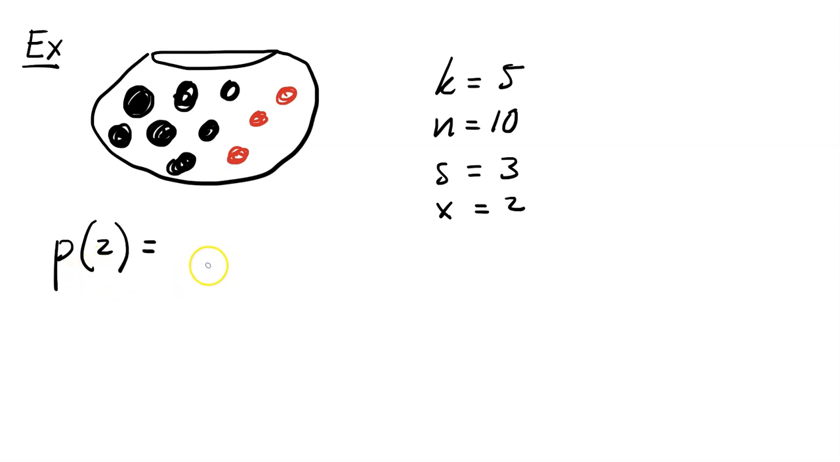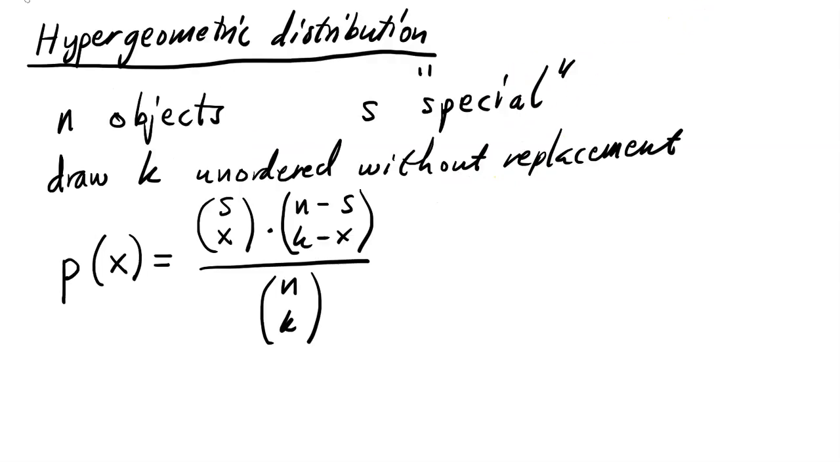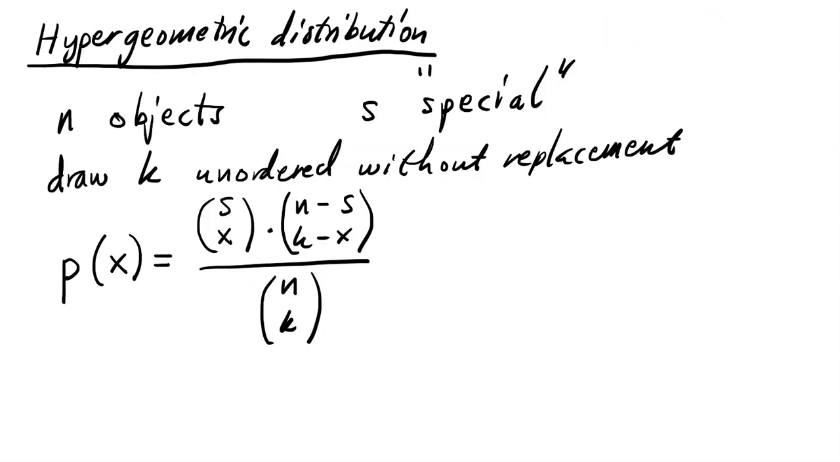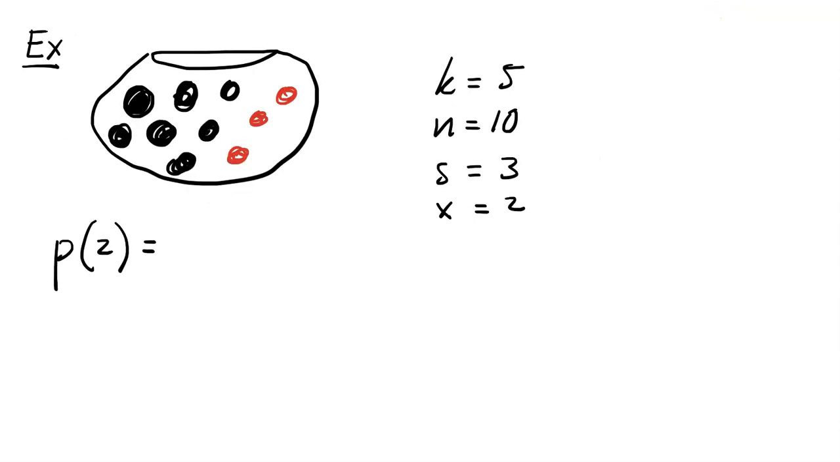So now we have an example of the hypergeometric distribution. We have n objects and s special, and we draw k unordered without replacement. We draw them unordered because we're only interested in the probability of getting 2 red, and we don't care about order. Also, we draw them at the same time, so there is no real order either. Now we have this formula here, so let's write it down again.